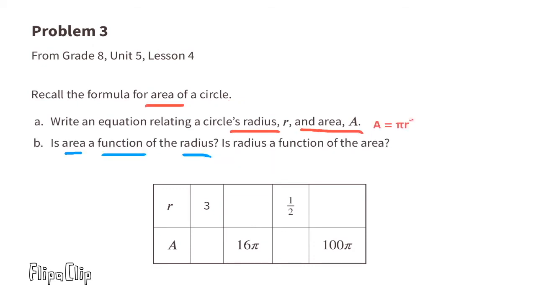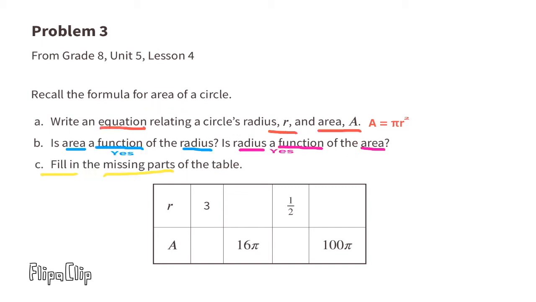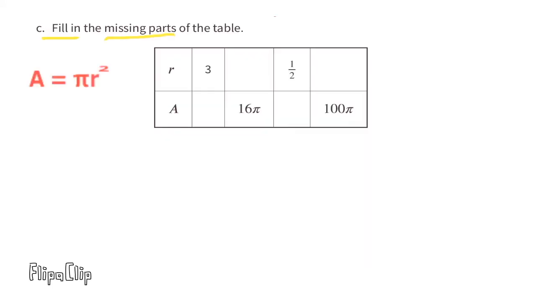B. Is area a function of the radius? Yes. Is radius a function of the area? Yes. C. Fill in the missing parts of the table. Let's start with the formula A equals pi r squared. We can substitute the r, or the radius, with a 3. Since the table has a 3 for the radius, the radius squared would mean 3 squared, and 3 times 3 equals 9. The area would be 9 times pi, or 9 pi.